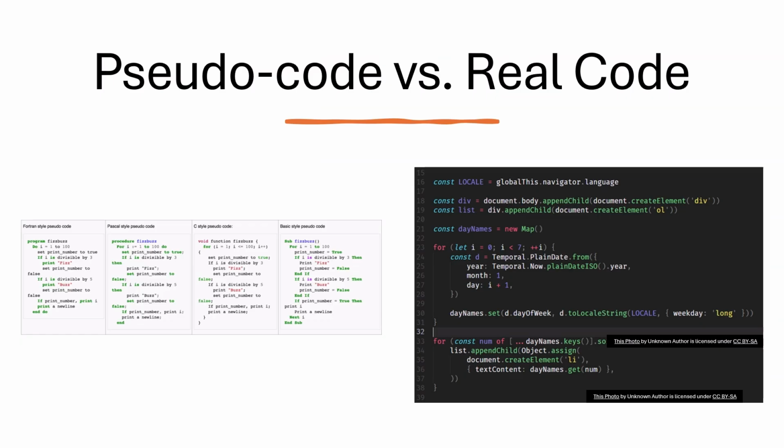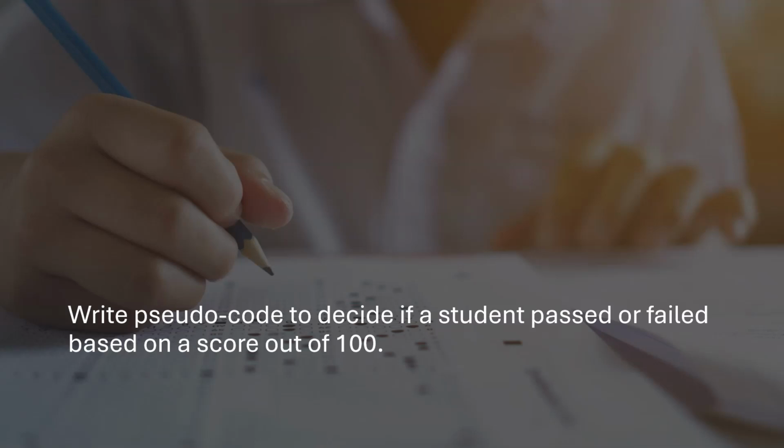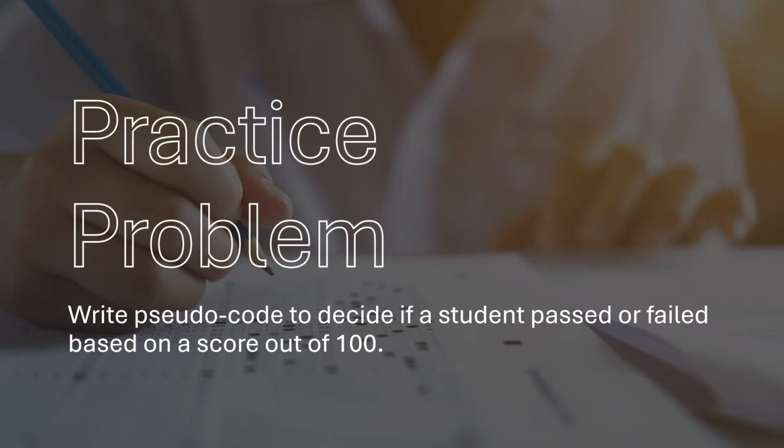Pseudocode versus real code. Let's look at the difference between pseudocode and real code. On the left, we have a simple pseudocode example. On the right, we see the same logic written in an actual programming language like Python. Notice how the logic is identical. We check a condition, then output a result. The difference is that real code has strict syntax rules, parentheses, colons, indentation, or curly braces. With pseudocode, you're free to think in plain steps, which can then be translated into any programming language you choose later on.